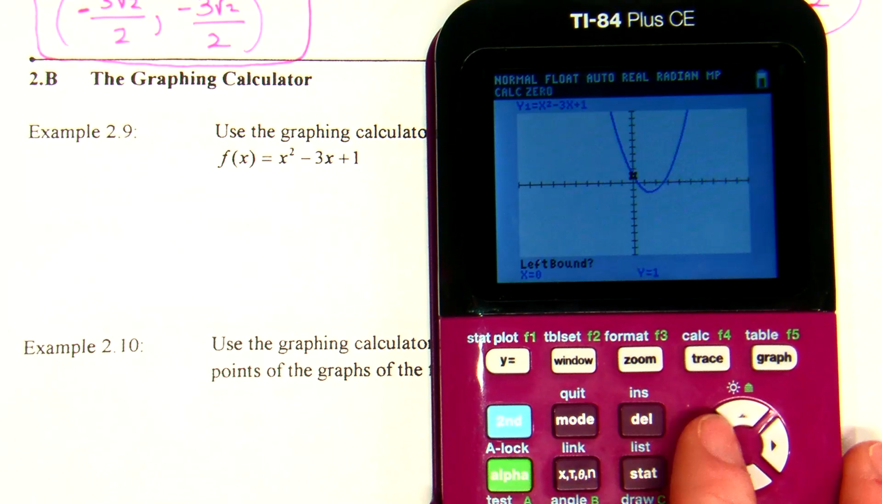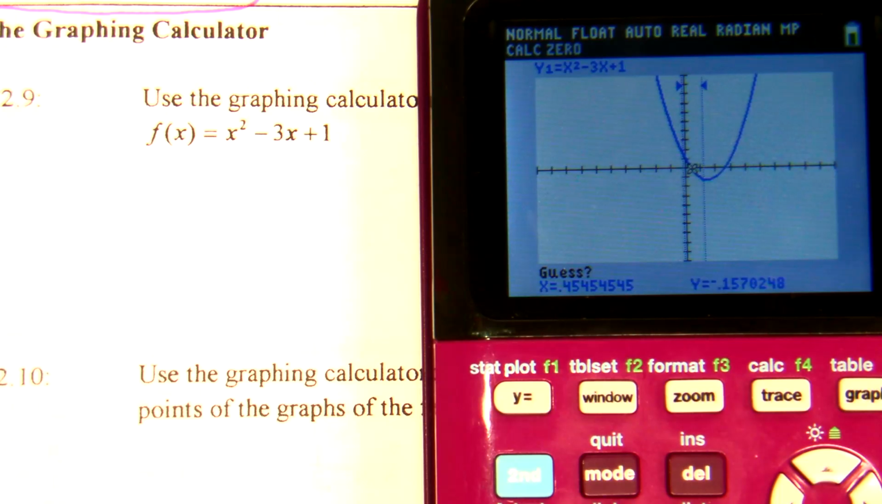It asks you for a left bound. So I just want to make sure that I am left of the first 0, so left of the first x-intercept. Hit enter. Then it wants right bound. So now I'm going to be to the right of that. Then it says guess, which as long as you have 1 in there only, it's fine. Hit enter. Is one of your zeros 0.38196601?